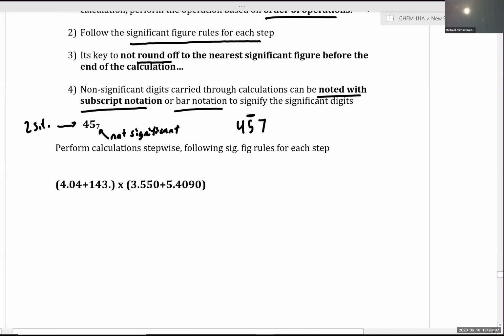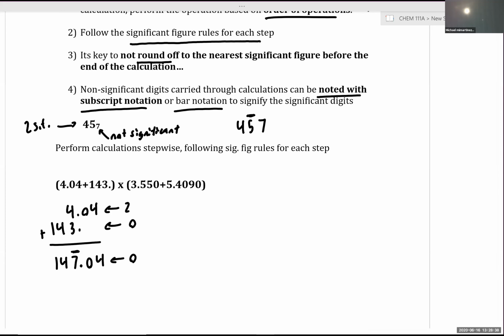One moment. Perfect. I have my calculator set up and ready to go. So we're going to take 4.04 plus 143. Since we're doing addition, we care about decimal places. So we have 2 decimal places, 0 decimal places. So we get 147.04. I'm going to put a bar over the 7 because our answer needs to have 0 decimal places.